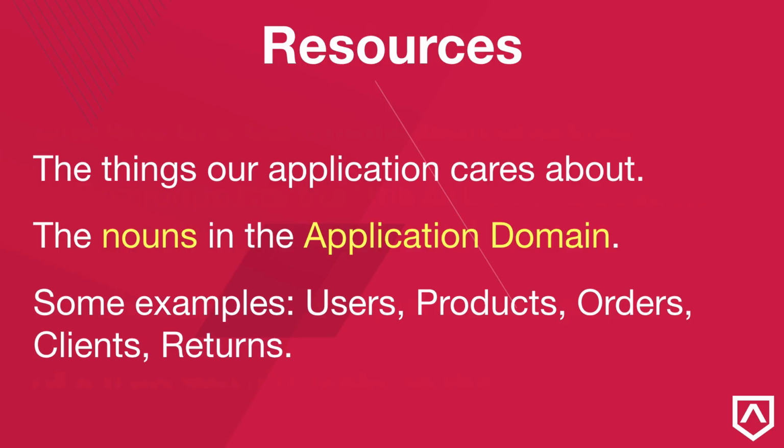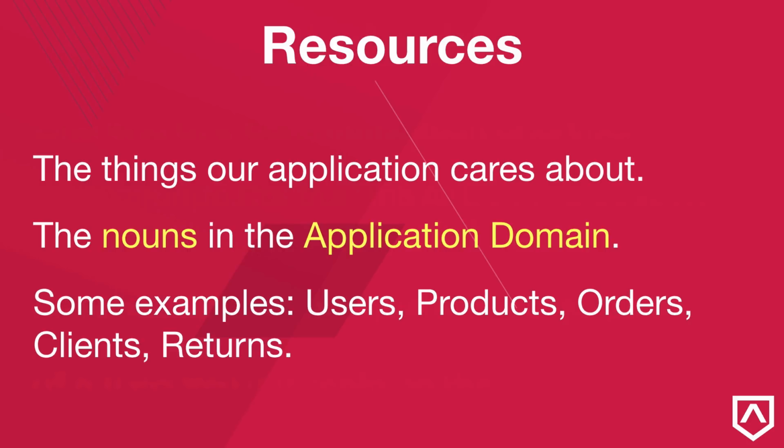Let me give you some examples. If I tell you I'm building an API that is going to let you manage users, products, orders, clients, and returns, and then ask you, what do you think the domain of my application is? You probably have a pretty good idea by now that this is about e-commerce. Okay, so the application domain refers to what it is that my application is trying to automate. Why are we building this application? What is it that we're trying to make more efficient by writing software for it?